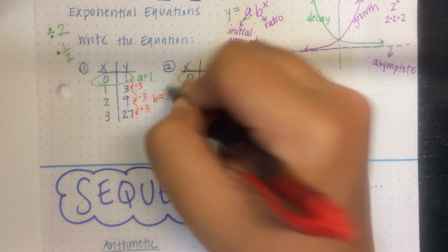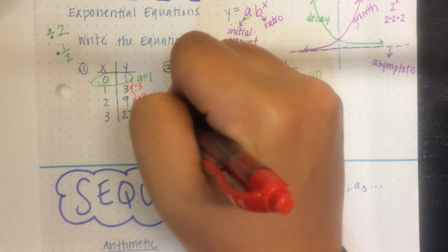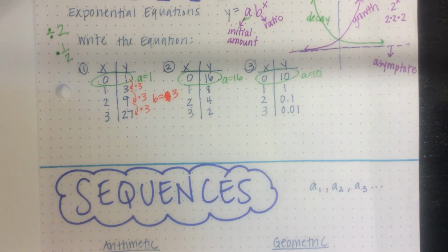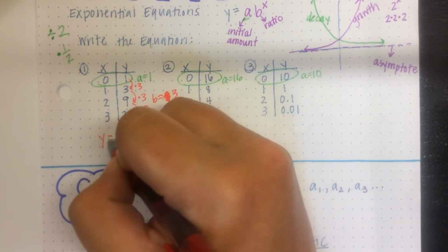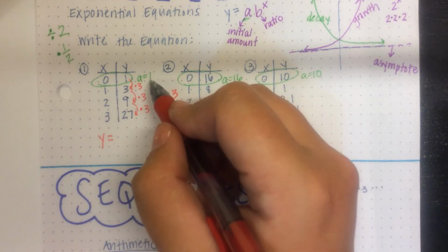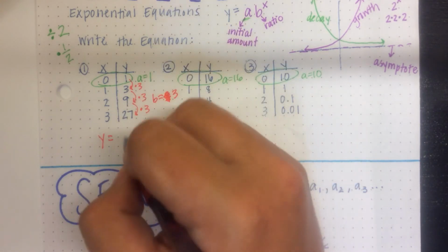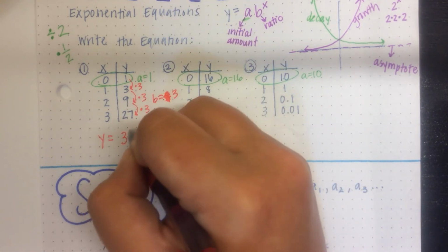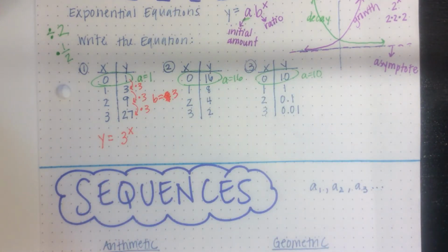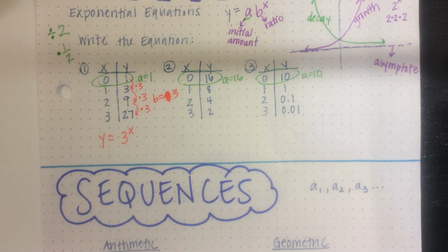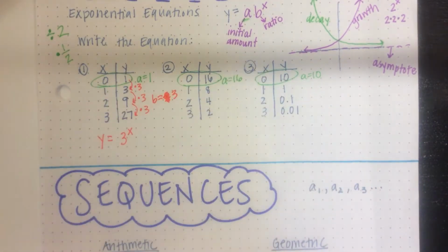So that tells me that my b, oops, not 8, I don't know where that came from. That tells me that my b is going to be a 3. So when I go to write my equation, I'm going to have a b to the x. Well, my a is 1, so I don't have to write that. And then my b is 3 to the x. So my answer is 3 to the x. That's the equation that fits this table.